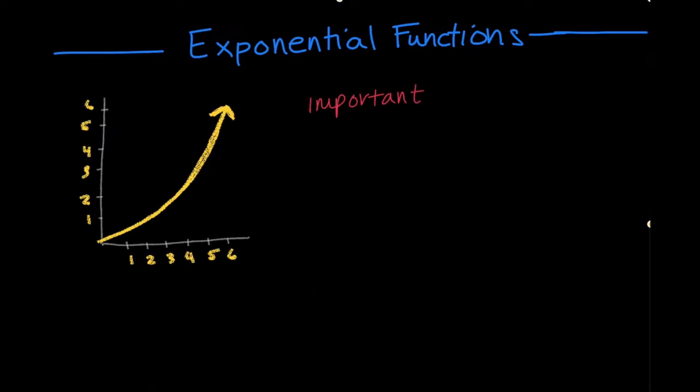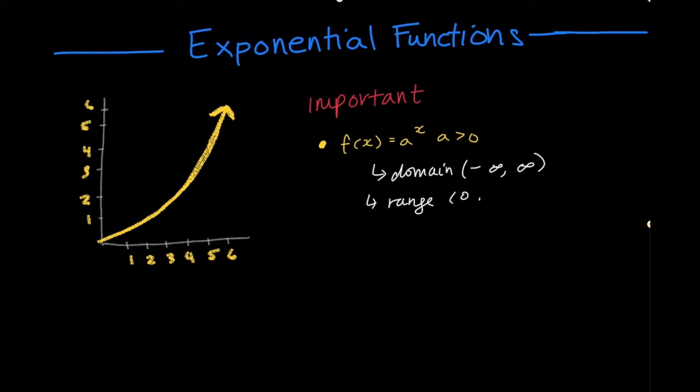Okay, so here are a few important things we need to know about an exponential function. Let's say f of x is a to the power of x, where a is greater than 0. This would have a domain from negative infinity to infinity, a range of 0 to infinity, and the y-intercept would be (0, 1).